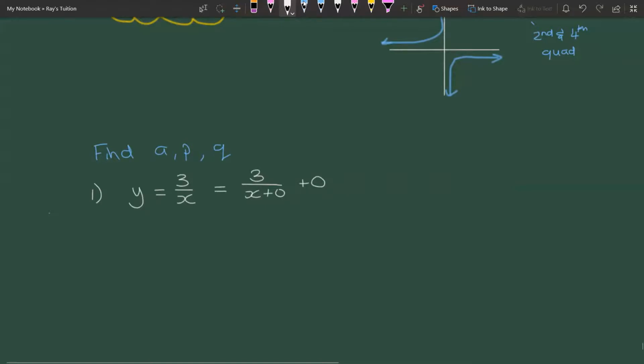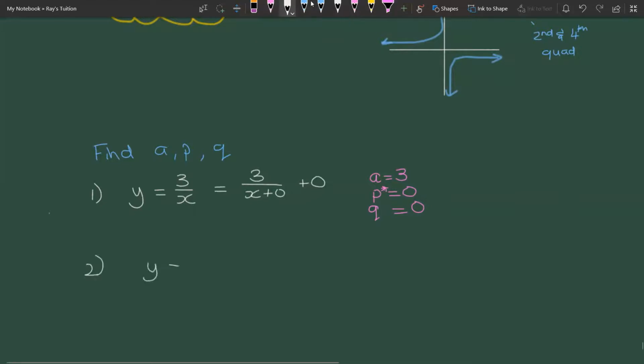So if x is by itself, it means that it's x plus 0. And if there's nothing there, it means that it's plus 0. So now we can write out what is our a value. So our a value is the value in the numerator, which is 3. Our p is, and I'm going to write p star because you need to get in the habit of changing the sign, would be this. So 0 has no sign, so it would be 0. And our q is 0. So something like this has a p value and a q value of 0.